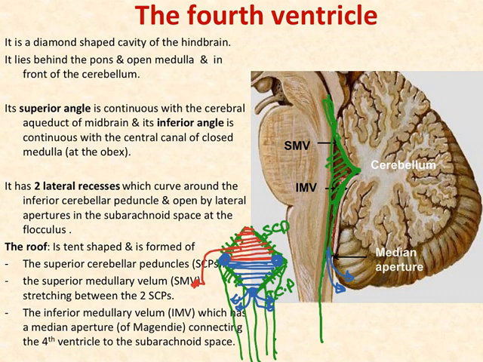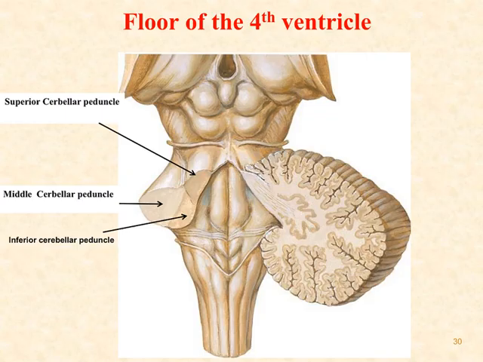These two lateral foramens are called Foramens of Luschka. So we have two foramens of Luschka and one foramen of Magendie in the roof of the fourth ventricle. And as you can see here, this is the reflected cerebellar hemisphere to show the fourth ventricle.